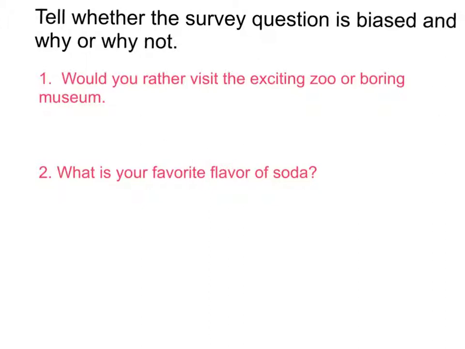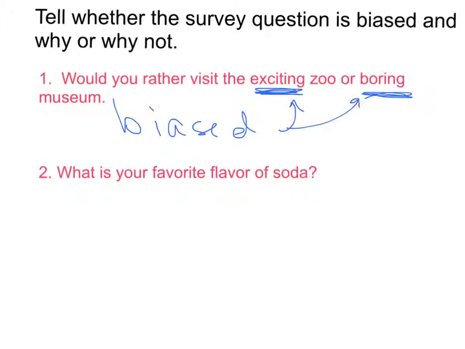Okay, biased means you lean people in one direction. So if you give them a question that's basically telling them what the answer is at the same time, that would be biased. Okay, so if you look at number 1, would you rather visit the exciting zoo or the boring museum? Well, they make the zoo sound really good and the museum sound really bad, so the majority of the people they ask are going to say the zoo just because of that. So that is what you would call biased, and it's because of those words.